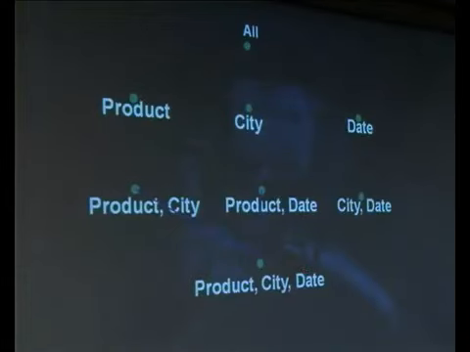So this is one kind of cuboid. This is called one cuboid. What is this cuboid? It is a two-dimensional cuboid. Whereas this one is a three-dimensional cuboid. Whereas this one is an apex cuboid, zero-dimension cuboid. We call this a base cuboid. All these aggregations are computed from this. Similarly, we can do the two-dimensional computations by taking the product city combination, product date combination, and city date combination.